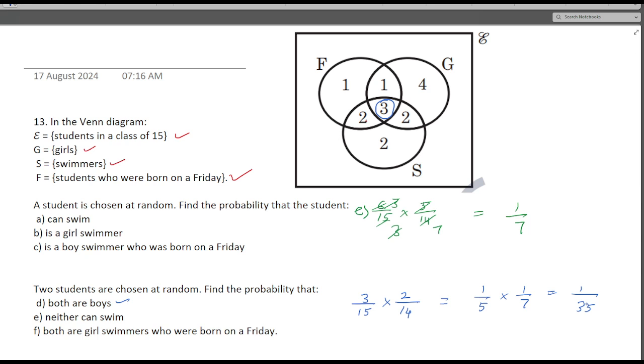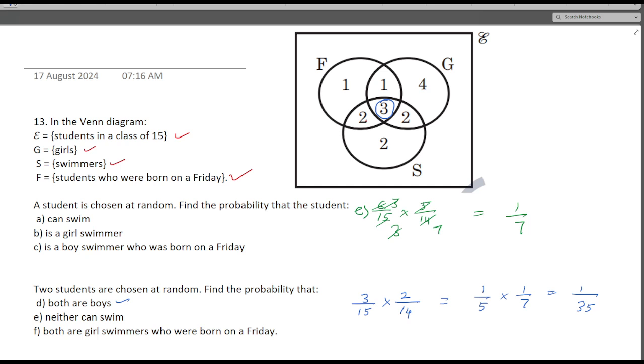Okay, so these are all 13 different questions which are there in your revision exercise. Okay, so solve all these questions. In the next class, maybe we will see some exam style questions from your textbook.